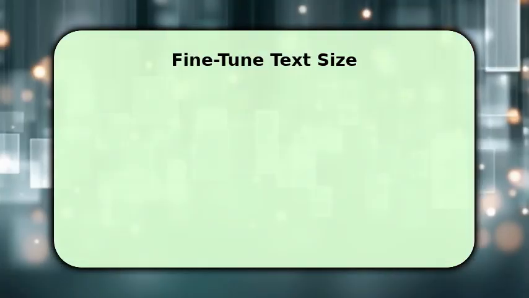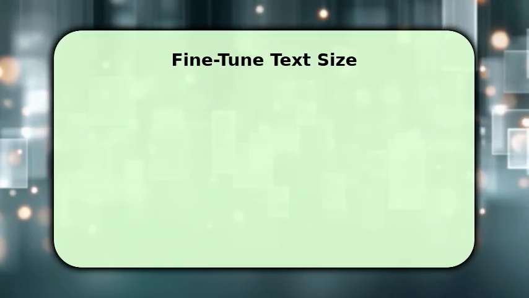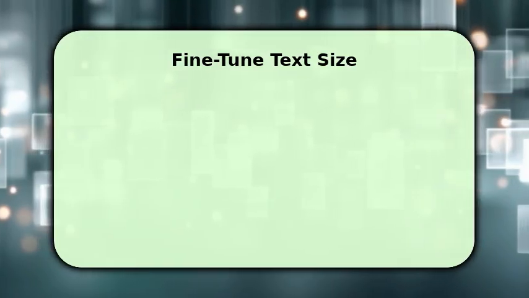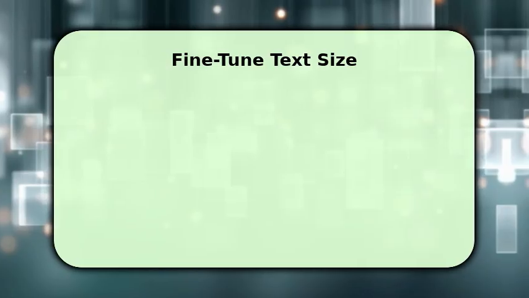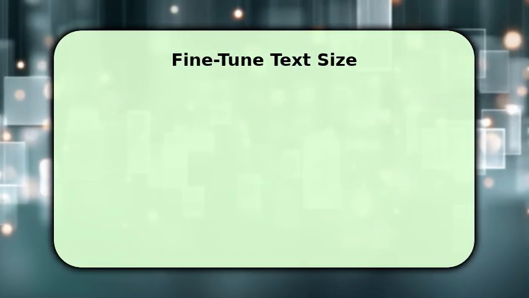Finish by fine-tuning text only through Ease of Access. Go to Settings, Ease of Access, Display, and drag the Make Text Bigger slider. This changes only font size without scaling app elements, so you preserve layout. Click Apply and review immediately.